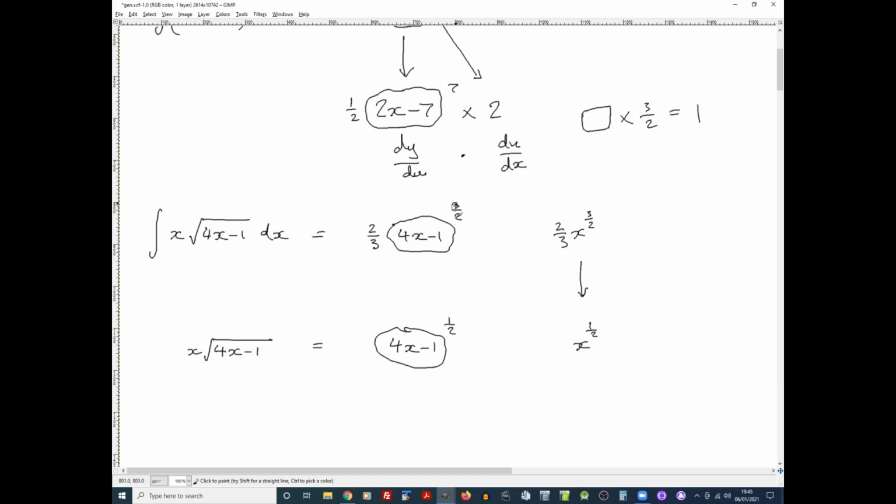No, sorry, we'll get 4x minus 1 to the half. Yeah. That would be the dy du, times 4. And then times by 4, which is the du dx, yeah? The derivative of the inner function. In which case, we would change the 2/3 to 8/3, whatever that is. Okay, let's test that.